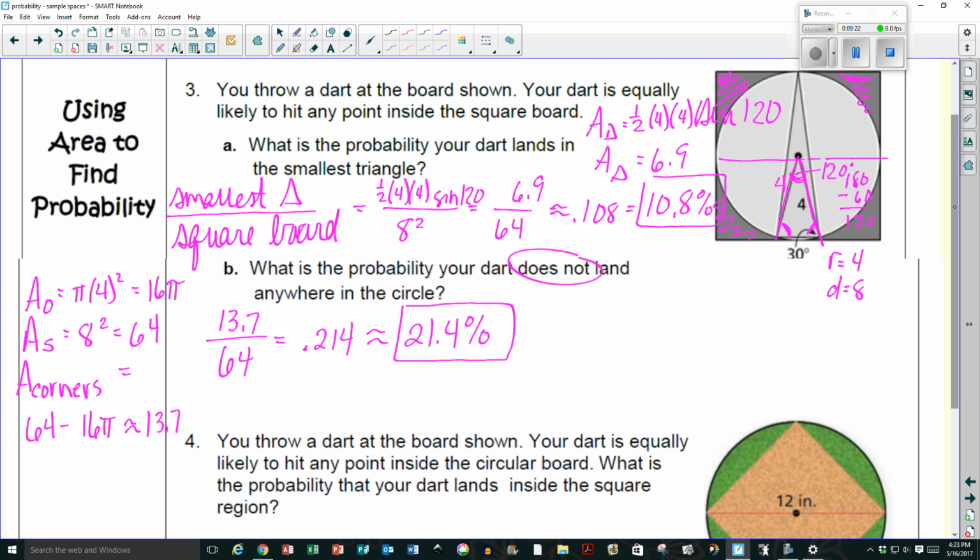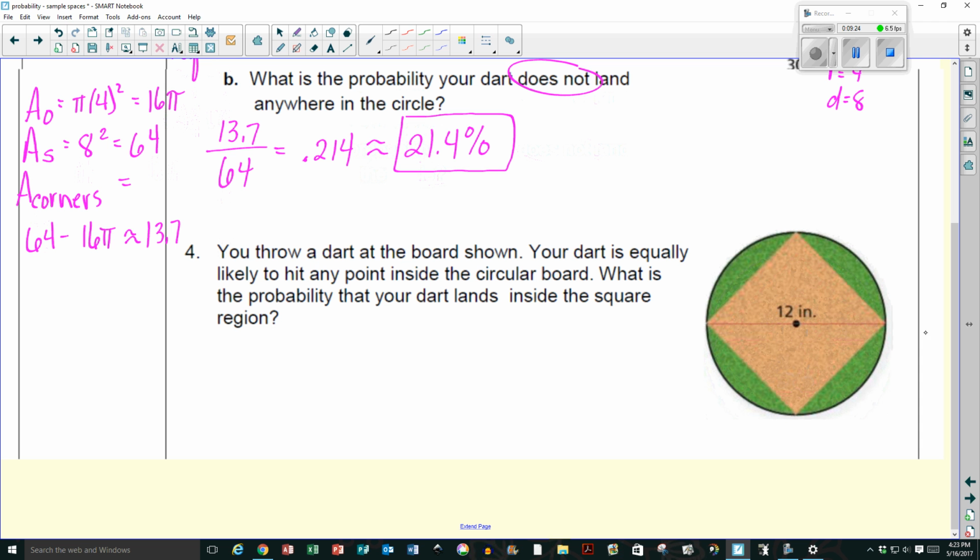All right, what if we change our board up now? Now we have a circle board instead of a square board. And now we want to land in the square. What is the probability that your dart lands inside the square? So I need to find the area of the circle and I need to find the area of the square. Well, the area of the circle is pi r squared, and if my diameter is 12, then my radius is 6. So that would be 6 squared, so 36 pi.